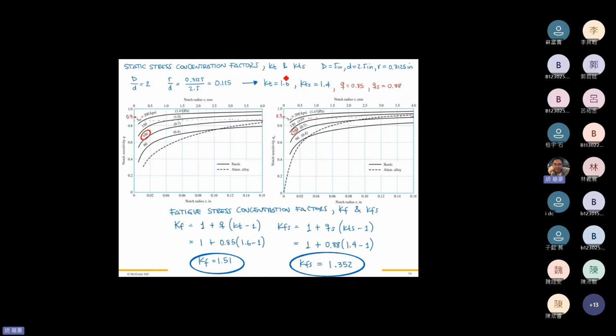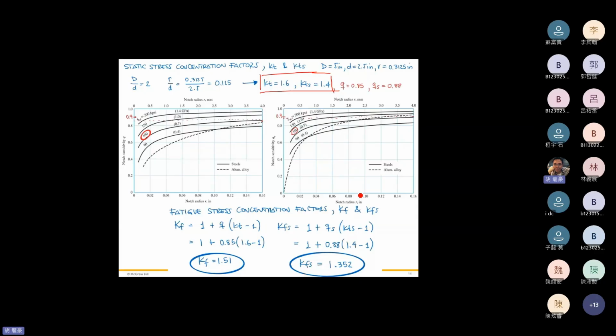Now we already have Kt and Kts, and the next is the notch sensitivity. The final parameters are Kf and Kfs, the fatigue stress concentration factors, which can be obtained from Kt and q, the notch sensitivity. So now we can check the table for the notch sensitivity.